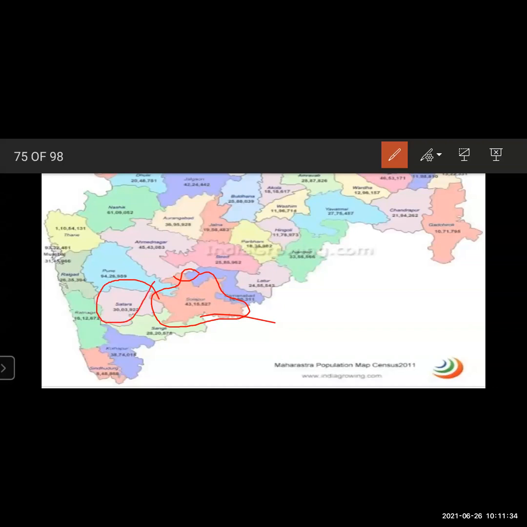See here, you can see Satara, then Sangli, then Osmanabad, Latur, Kolhapur, Sindhudurg. So as compared to all these areas, the number of people living in Solapur is high because it is a city. Okay, here people are having all the amenities and all the facilities which they can enjoy.